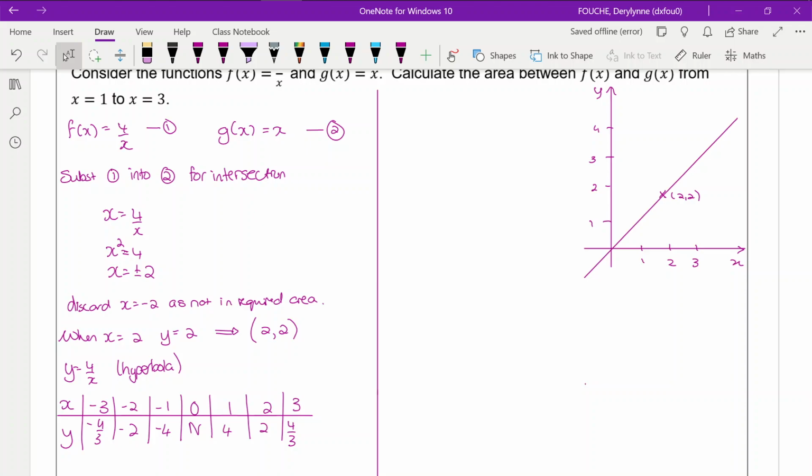I'm not going to plot the negative side, so I've got (1, 4), (2, 2). Oh, great, that makes sense. It goes straight through that point. And (3, 1 and a third). All right. And that just gives me a feel for my hyperbola.